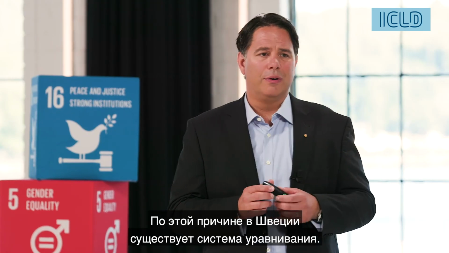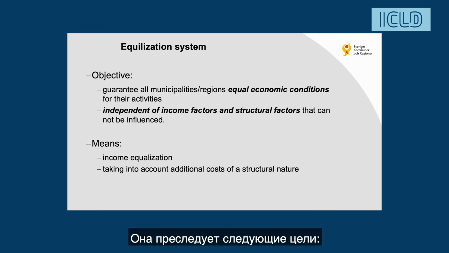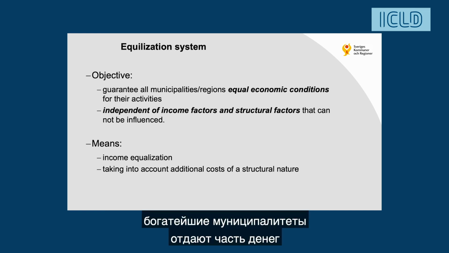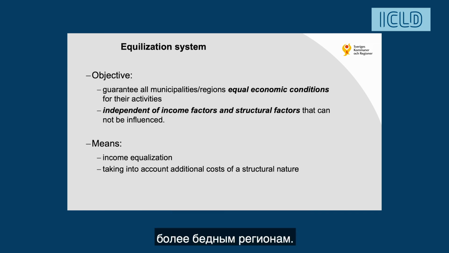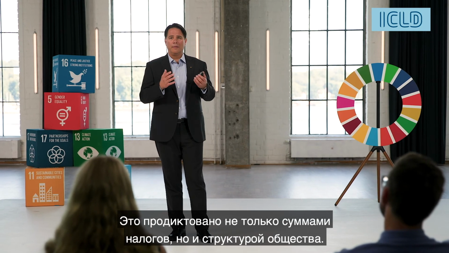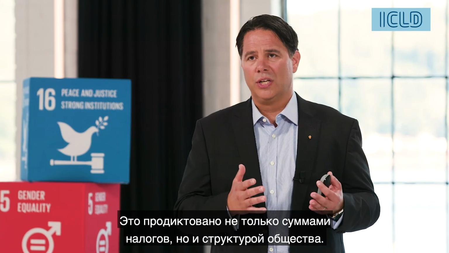So in Sweden, we have what we call the Equalization System. This has several purposes. It gives an equalization regarding the taxation. So the richest municipalities are giving away a part of their money to those who are poorer. But it is based not only on finances, but also on structural factors that you cannot change.